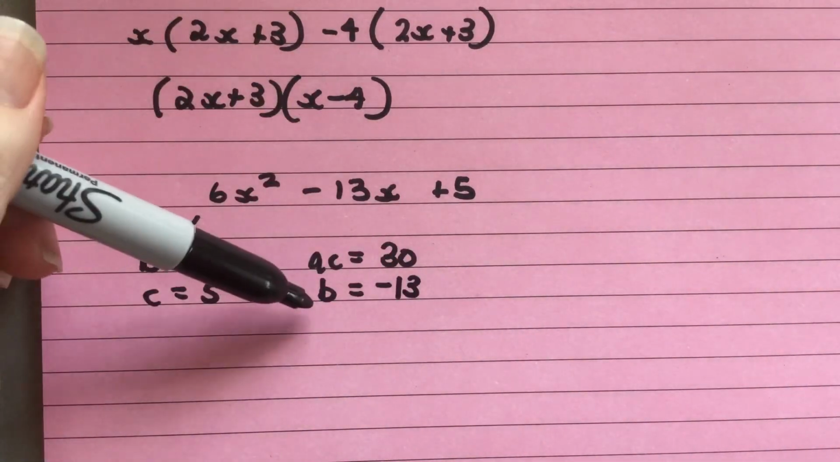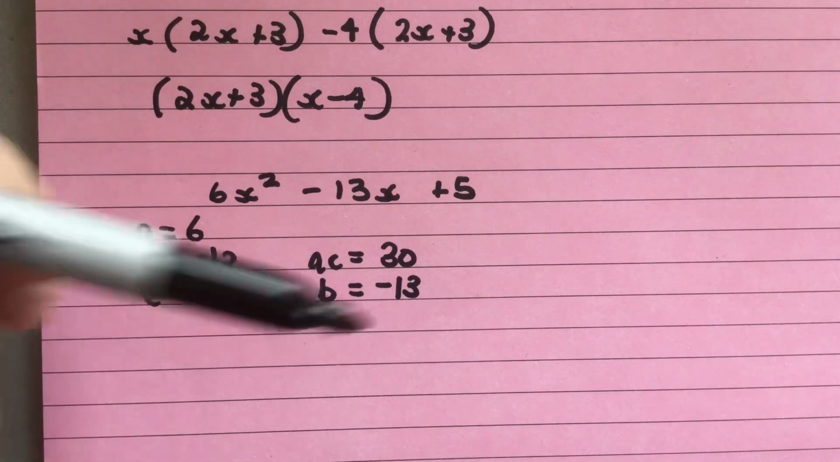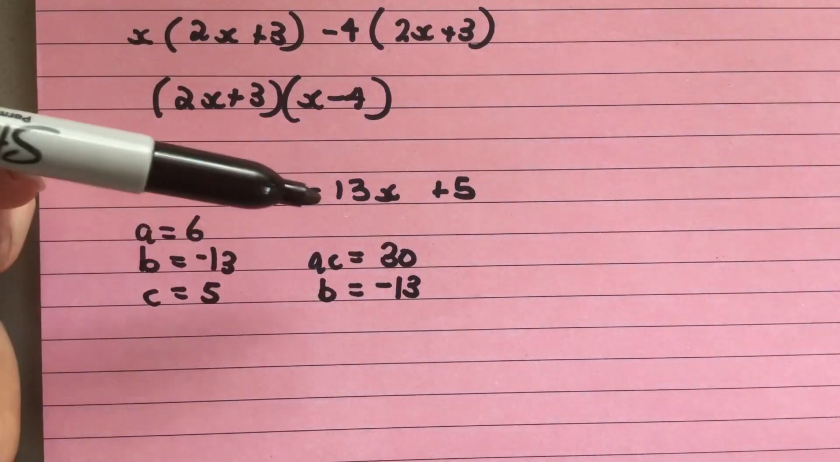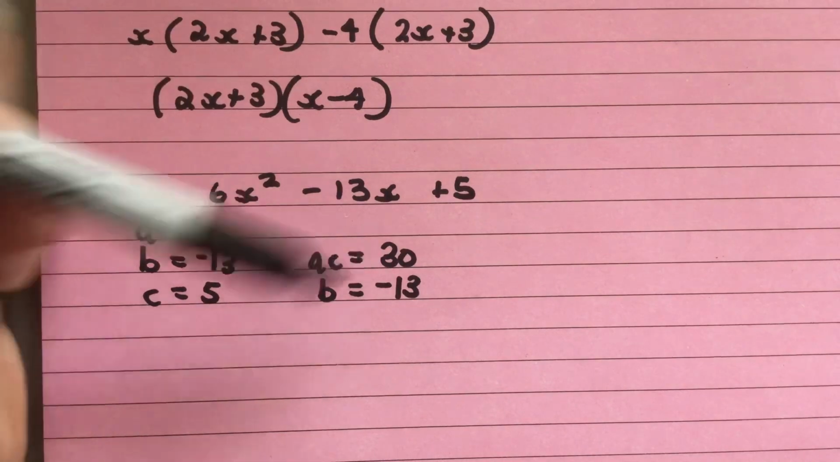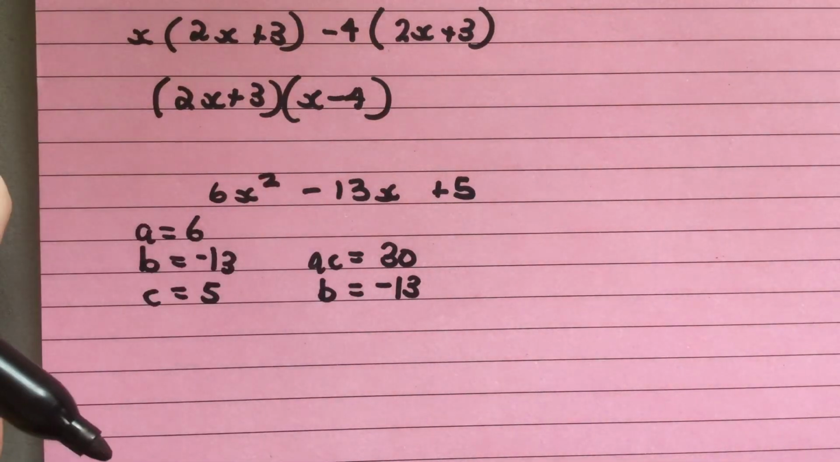Now because I've got a negative as my b, I know I'm looking for two negative numbers, because I need the negative numbers to get the b value, but because I've got a positive there, I know I need two negatives so that when it multiplies, I'll get a positive answer. So when I think of the factors of 30, I know that I have 30 and 1. They're not going to add to give negative 13.